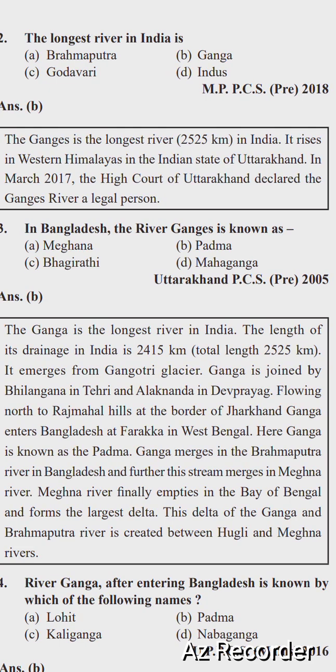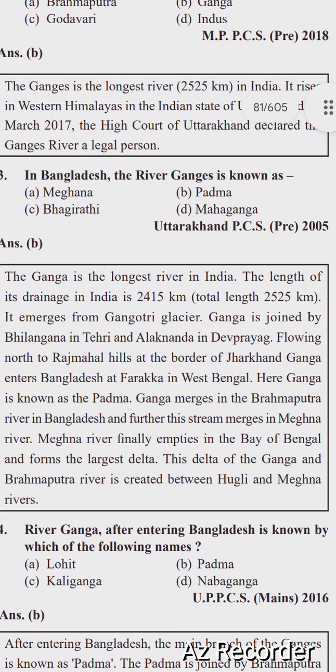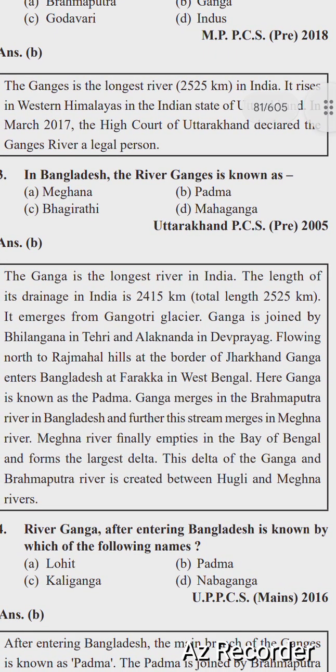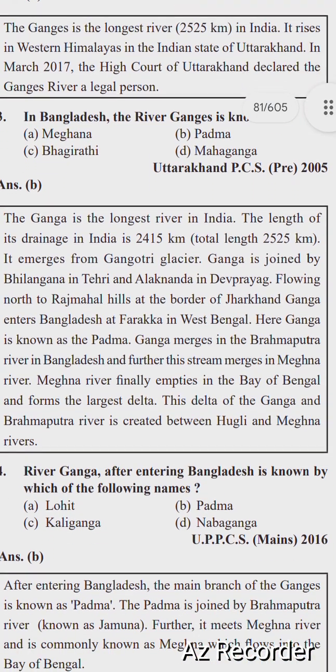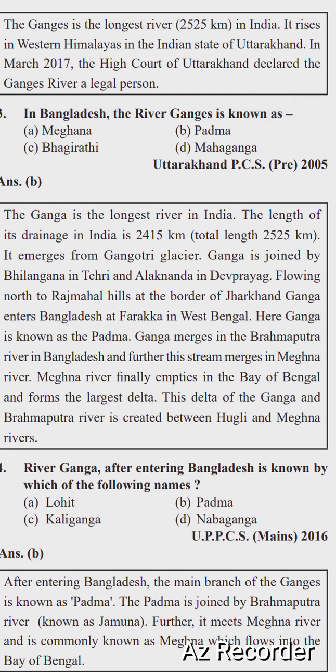Ganga is joined by Bhilangana in Tehri and Alaknanda in Devprayag, flowing north to Rajmahal Hill at the border of Jharkhand. Ganga enters Bangladesh at Farakka in West Bengal. Here, Ganga is known as Padma. Ganga merges with the Brahmaputra River in Bangladesh, and further this stream merges with the Meghna River. Meghna River finally empties in the Bay of Bengal and forms the largest delta. This delta of the Ganga and Brahmaputra rivers is created between Hooghly and Meghna River.